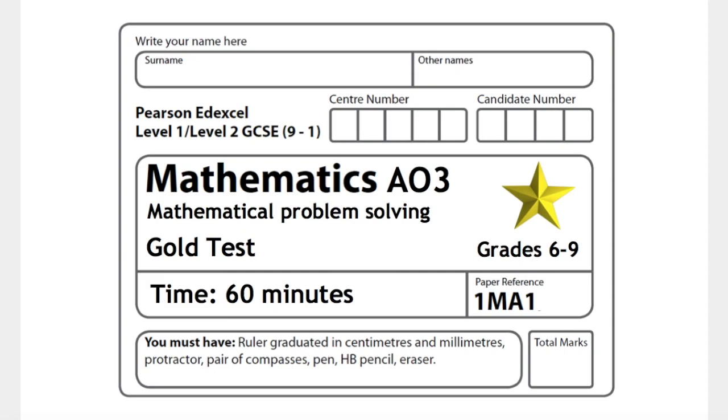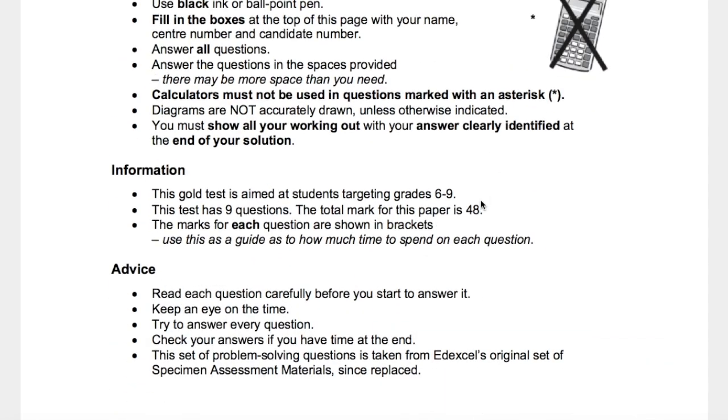Welcome to another video. In this video I'll be going through grade 6 to 9 revision questions. These are from a gold test written by Edexcel and they're focused around assessment objective 3, which is to do with problem solving. If you want to have a go at these questions, I'll link the paper in the description so you can have a go and then come back and check your answers afterwards if you like. So let's get straight into it.